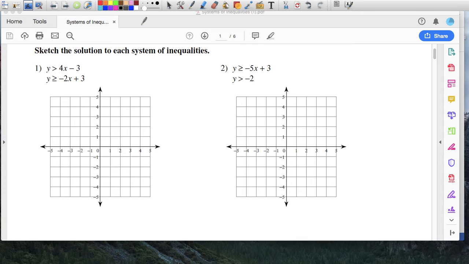And the first thing we want to do is graph y is greater than 4x minus 3. My y-intercept is negative 3. My slope is 4, or if you think about it, 4 over 1. This is my change in y, my change in x.